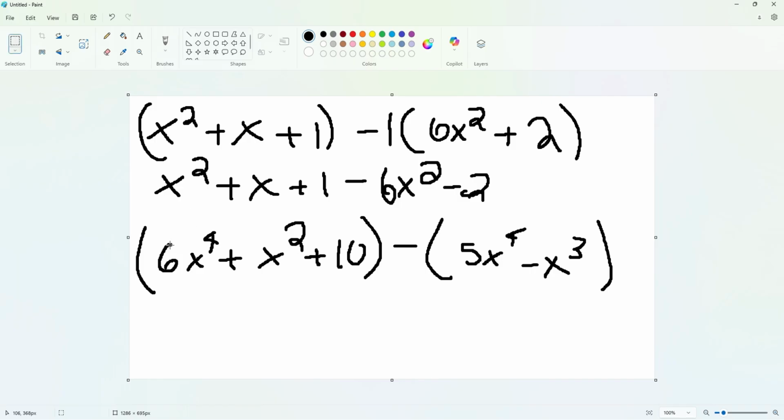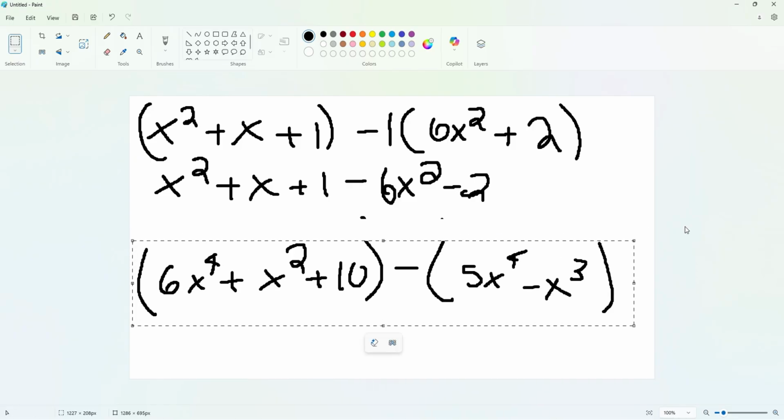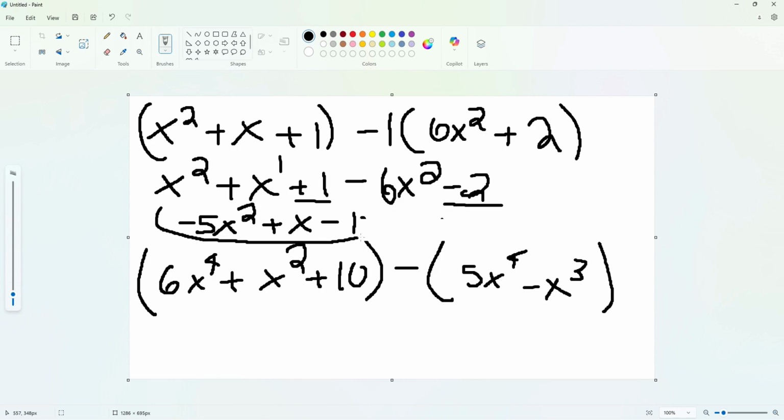Now, let me just clear up some space real quick. Then we'll add these like terms now. X squared minus 6x squared, which is going to be negative 5x squared. Alright. Now we have an x to exponent 1. Yet we don't have any of that, so we'll leave it as it is. Plus x. We have our constants, plus 1 and negative 2, which is negative 1. This is our answer.